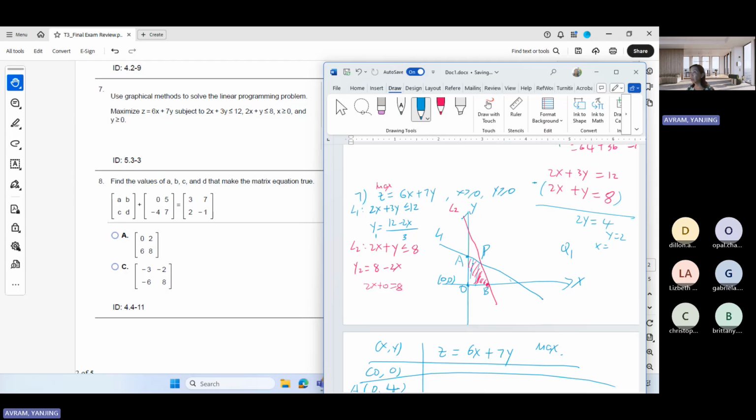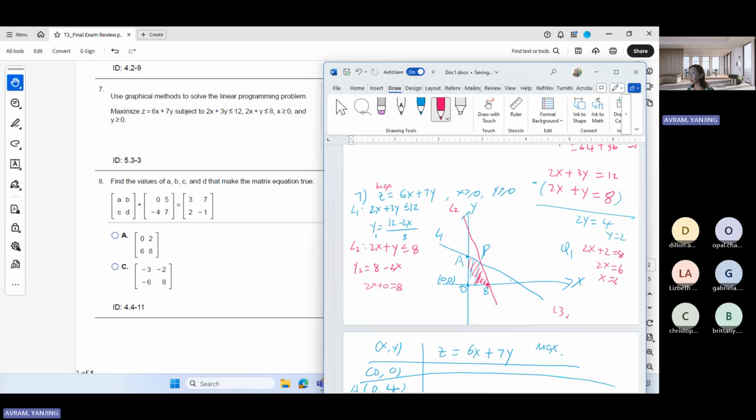Or I can plug it into the second one, even easier. If you want to do the matrix, that's fine, but I just thought you don't really have to plug in the matrix here, right? So using the second one, 2x plus y equal to 8, 2x will be equal to 6, so x will be 3.